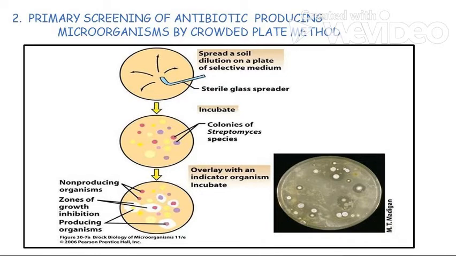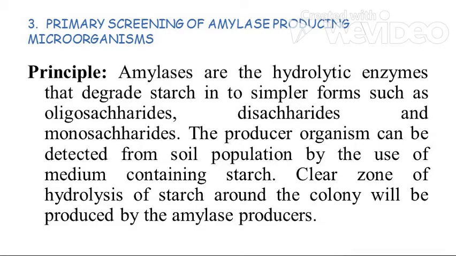The third practical is the primary screening of amylase producing microorganisms. The principle is that amylase enzymes are hydrolytic enzymes that degrade starch into simpler forms such as oligosaccharides, disaccharides, and monosaccharides. The producer organism can be detected from the soil population by the use of medium containing starch. A clear zone of hydrolysis of starch around the colony will be produced by the amylase producers. Right, so let's see.